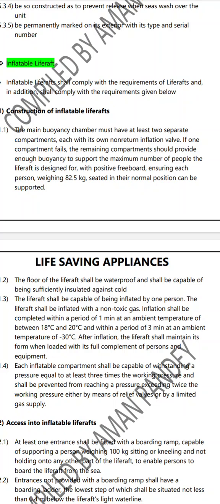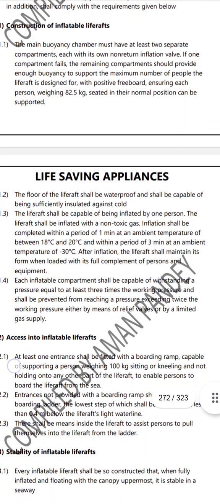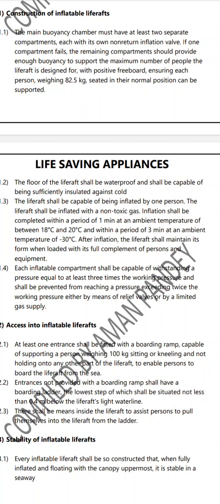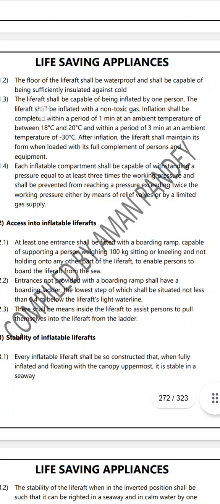Okay. At least one entry shall be fitted with a boarding ramp capable of boarding, and any entry not fitted with a boarding ramp shall have a boarding ladder. Boarding ramp or a boarding ladder. Okay, so this one was right.